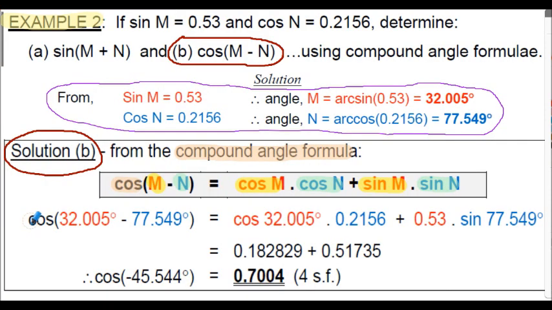So now on the left hand side, that's cos of angle M minus angle N. And evaluating the right hand side, we have cos of M multiplied by the cos of N, given in the question. And we add to that the sine of angle M, again given in the question, multiplied by the sine of angle N. So evaluating, we find the cos of negative 45.544 degrees is 0.7004, to four significant figures.